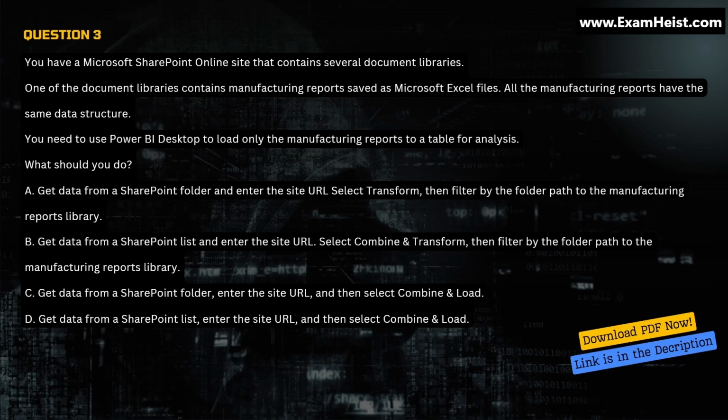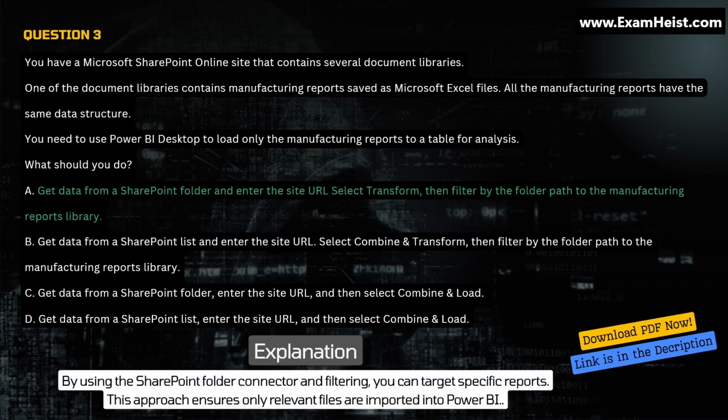B. Get data from a SharePoint list and enter the site URL. Select Combine and Transform, then filter by the folder path to the Manufacturing Reports library. C. Get data from a SharePoint folder, enter the site URL, and then select Combine and Load. D. Get data from a SharePoint list, enter the site URL, and then select Combine and Load. Correct answer is A.